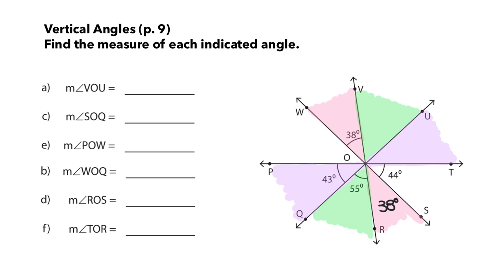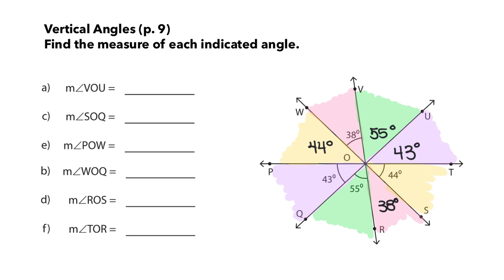And then we have one last pair of vertical angles that I'm matching up. And I'm going to go through and mark them. My ones in yellow are 44 degrees. Pink is 38 degrees. Green is 55 degrees. And purple is 43 degrees. Okay. Now we've got to find the measures of the angles that they're indicating.